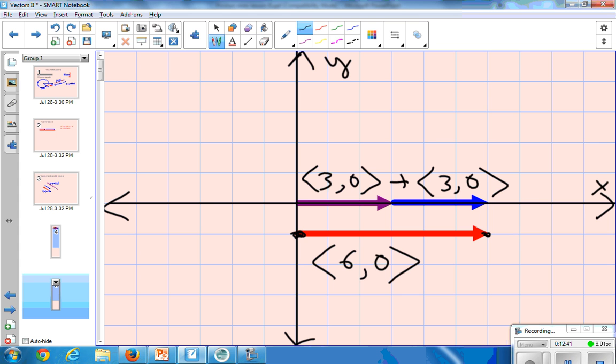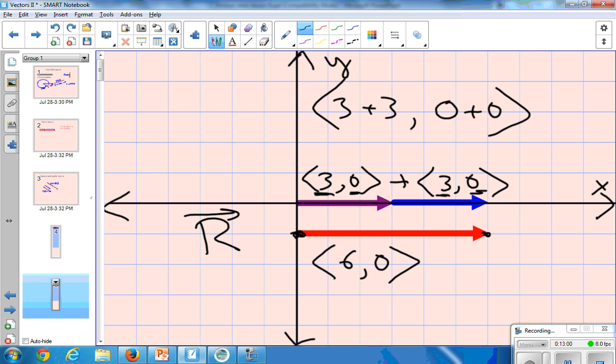You can probably see a shortcut without having to do all this drawing. Basically all we do is we take 3 plus 3, 6. So 3 plus 3, and then we have 0 plus 0, 0. And that's our vector. Pretty easy. So that would say the resultant, the vector, equals ⟨6, 0⟩. Now this works with any sort of vectors. Just add the x's up, add the y's up, and there you have it. Not too bad, right?